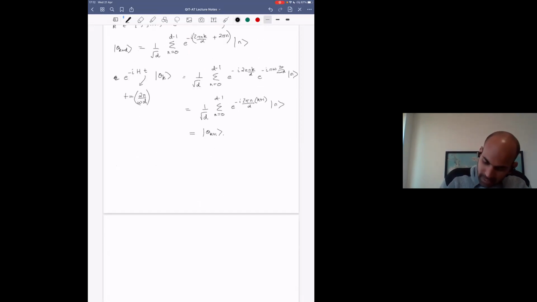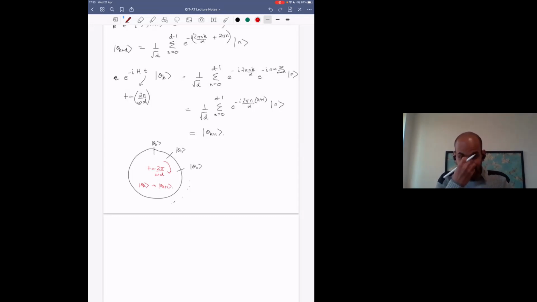What this means is the following. I can sort of write these states on a circle. So let's just label this as theta 0, theta 1, theta 2, and so on and so forth. And what I have is that in a time period t equal to 2 pi by omega d, theta k goes to theta k plus 1. So this is very much the quantum discrete analog of a clock with an hour hand that just moves in fixed periods of time from 1 hour to the next.